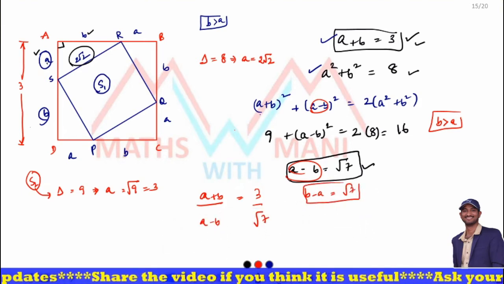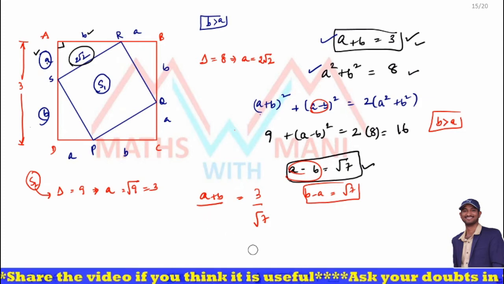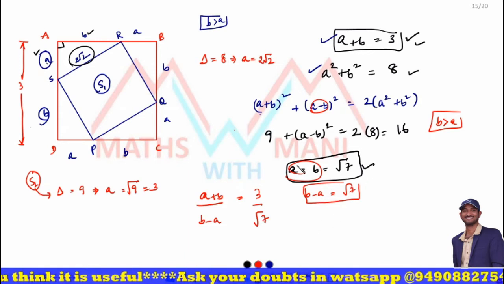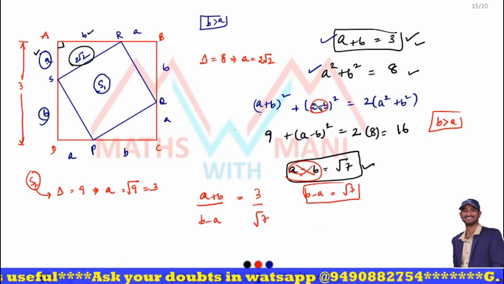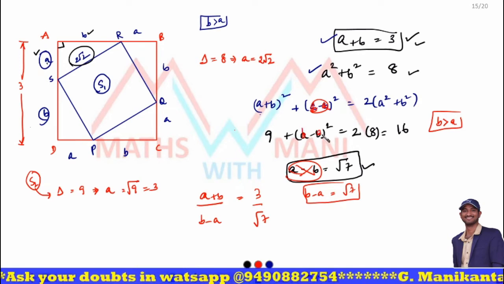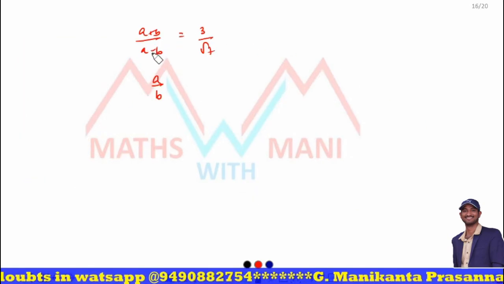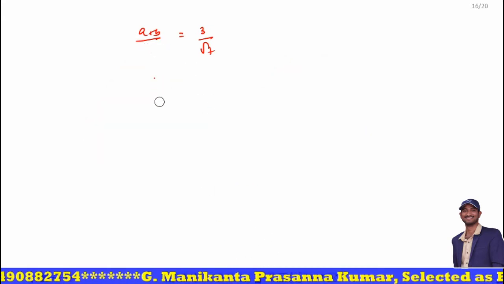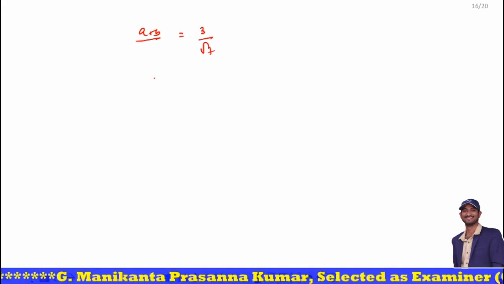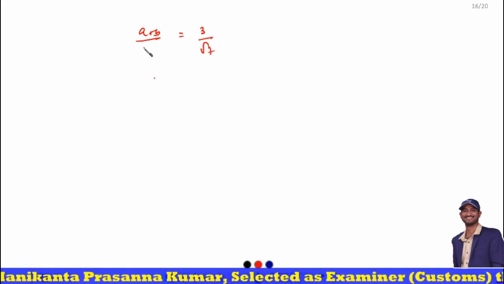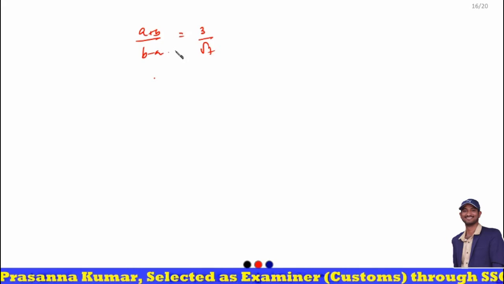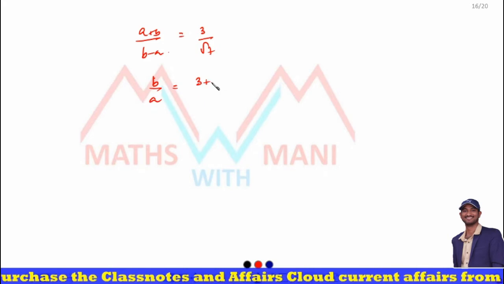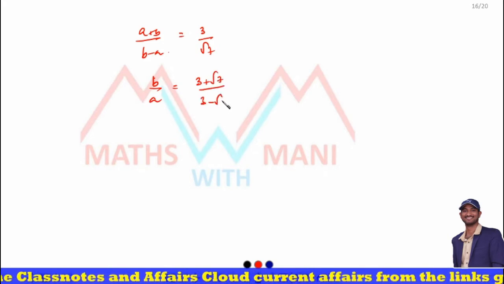So what we can say here is (b plus a) by (b minus a) is 3 by root 7. It is not a minus b; you have to write b minus a. Next, here also it is b minus a. So apply componendo dividendo: b by a equals (3 plus root 7) by (3 minus root 7).